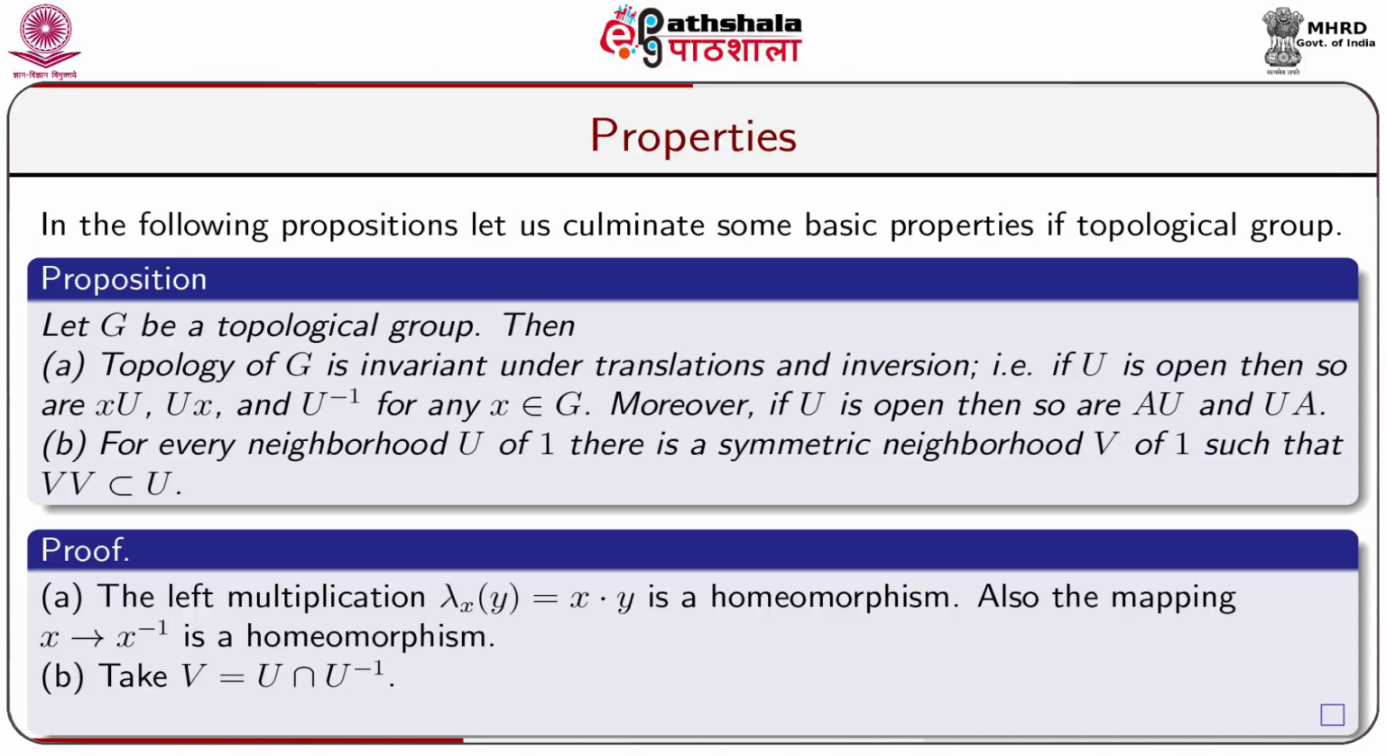Next, another important property of topological group is that every neighborhood U of identity contains a symmetric neighborhood V such that V product V is contained in U. To prove this, given a neighborhood U of 1, let V be equal to U intersection U inverse. Then it can be easily verified that V is a symmetric neighborhood. That means V is equal to V inverse and V product V is contained in U.